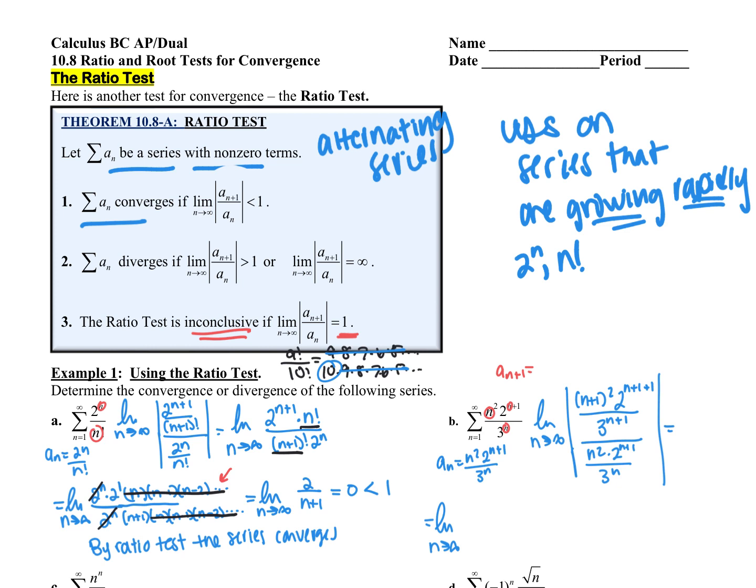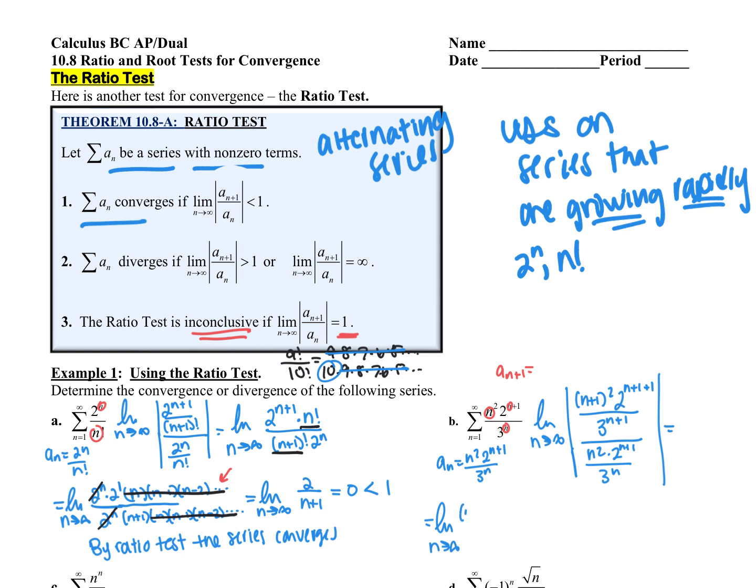Again, we can drop the absolute value here because as we go to infinity, n plus 1 squared will be positive, the exponential will be positive, 3 to the n will be positive, n squared will be positive as we're going to infinity. So everything there is already positive. So we can go ahead and drop the absolute value. It's not going to change anything.